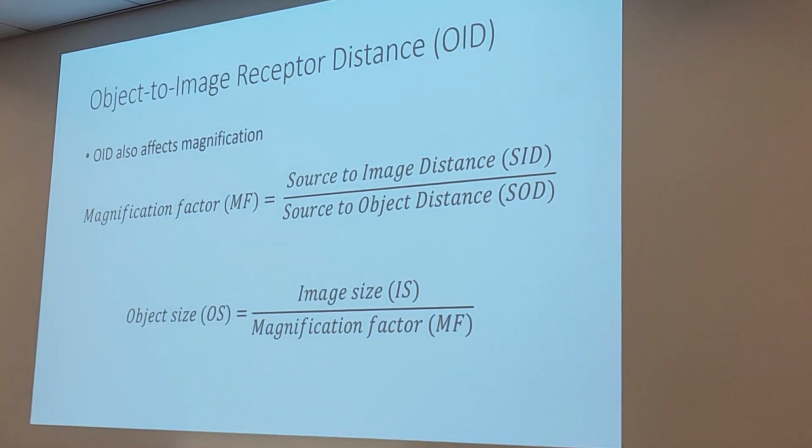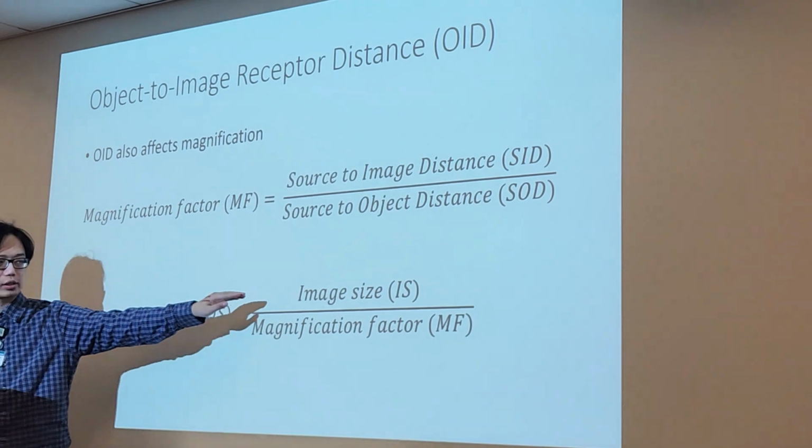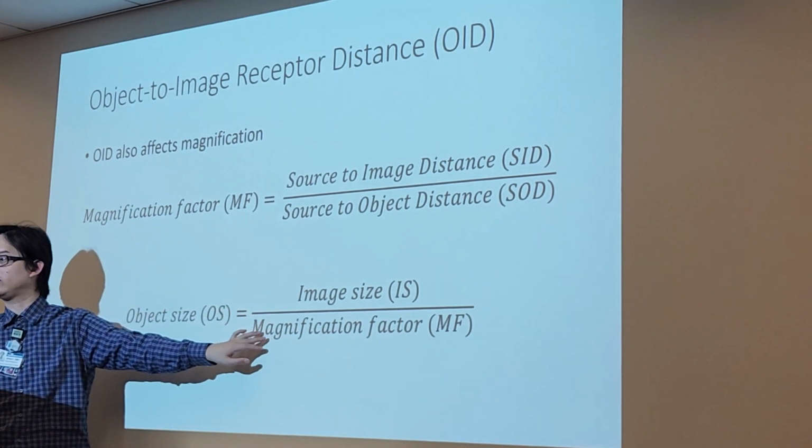And then we also have this. Object size is image size divided by magnification factor.